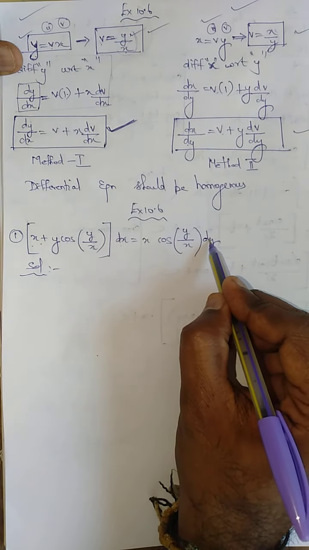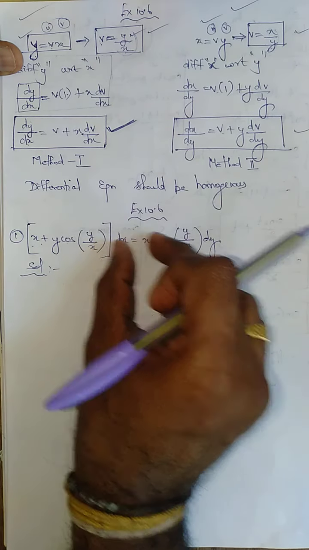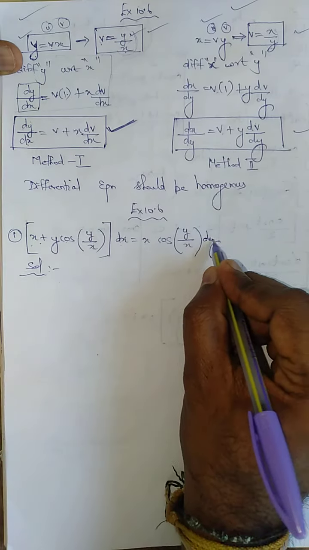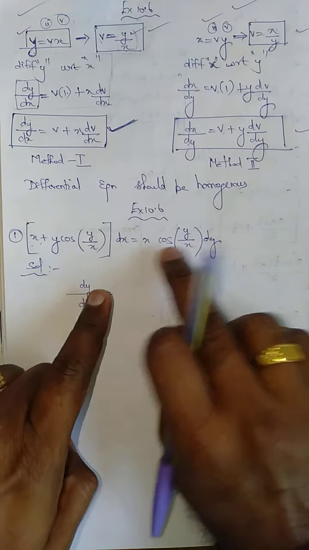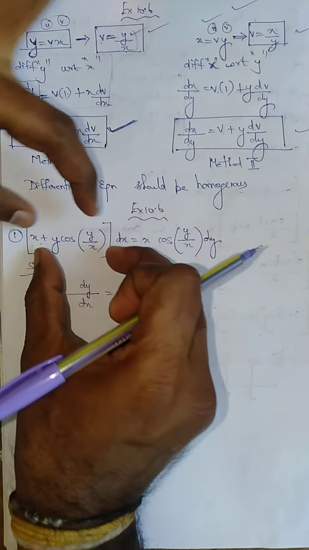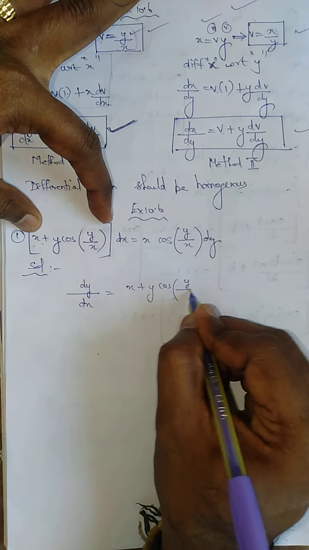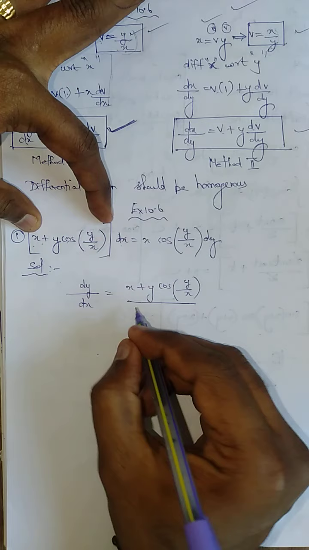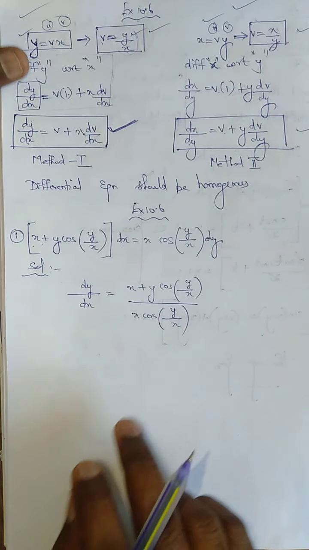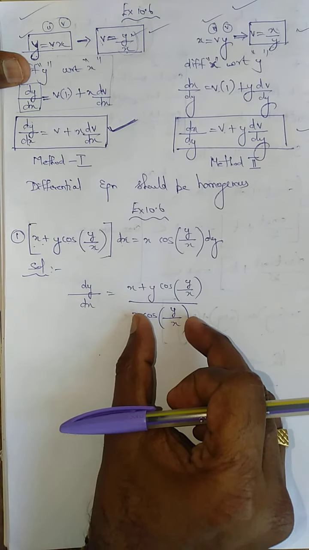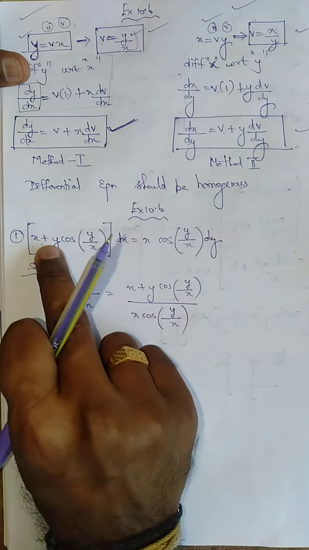So the format is nothing but dy by dx. This dx will come down. Listen carefully. dy divided by dx means this one stays as the numerator, x plus y cos y by x, and this one comes down, x into cos y by x. Check it properly: if I cross multiply, dy into x cos y by x equals dx into x plus y cos y by x.